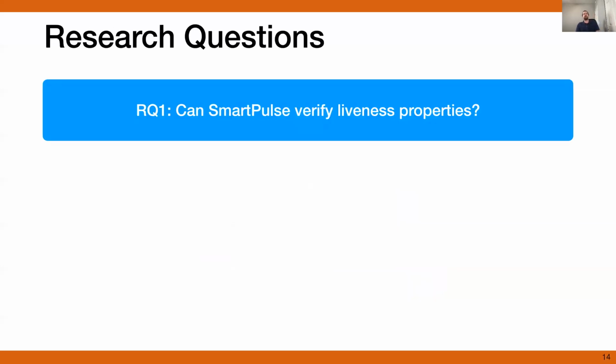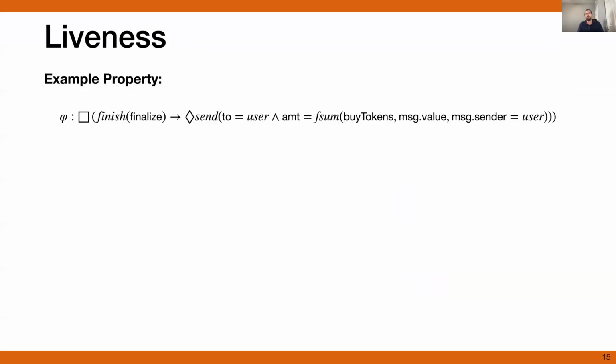So now let's take a look at our evaluation. In order to evaluate this, we wanted to answer a couple of research questions. The first of which is, can SmartPulse actually verify liveness properties? To check this, we gathered a number of smart contracts from prior work, from important repositories like OpenZeppelin, and from the blockchain. And then we constructed a number of properties that we would expect to hold within that contract.